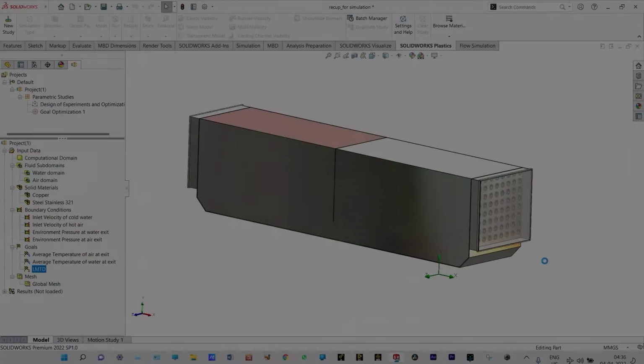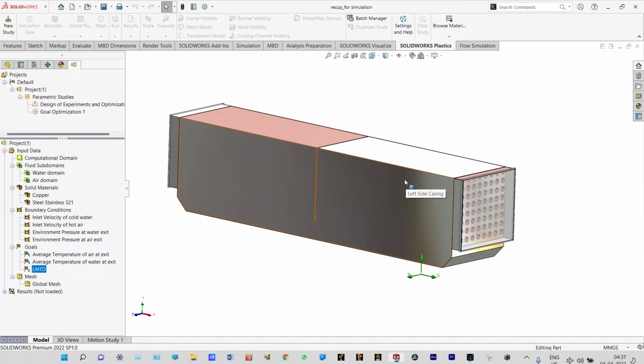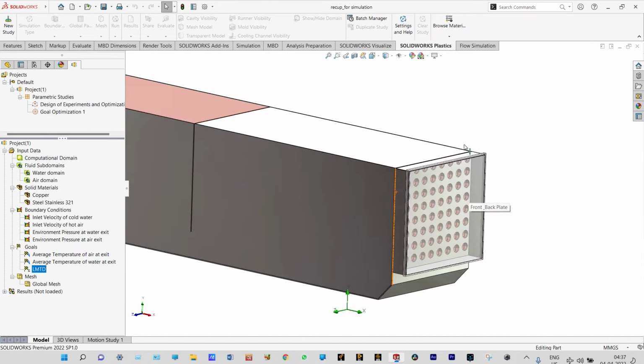Let's get started. Hello viewers, today I'm going to show CFD heat transfer analysis, parametric study and optimization of a cross-flow heat exchanger using SolidWorks 2022. This is the actual model used in the specific process industry. To understand the geometry, let us have a segmented view of this model.